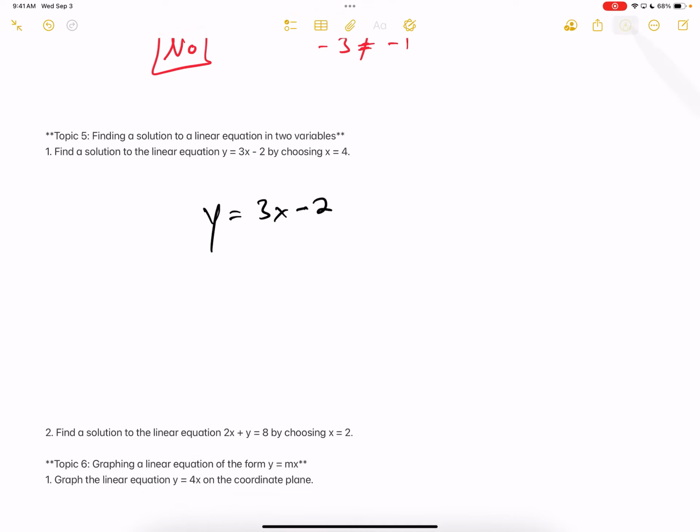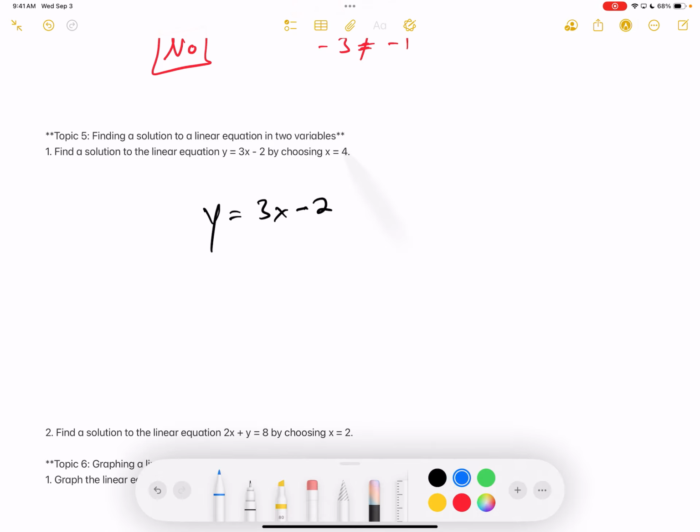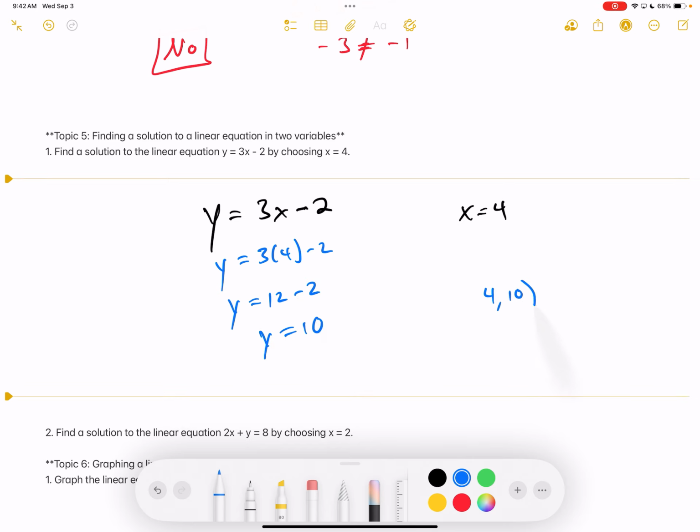So like this one right here, I don't know for sure if Alex gives you the number that you pick, but it says find a solution if x equals 4, okay? So this is kind of saying the same thing, and you can actually start to pick your own numbers, and we'll do that on one of these probably. But if x equals 4, I'm going to take a 4 and plug it in for my x, and I get y equals 12 minus 2, so y equals 10. So that means the point (4, 10) is a solution.